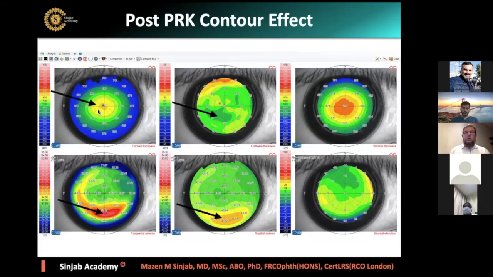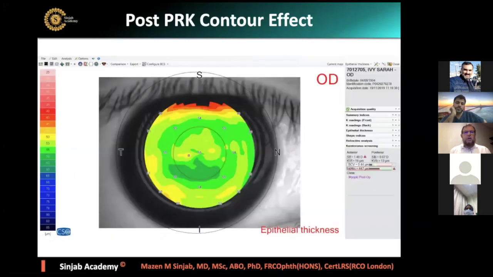And you can see the corneal thickness map. It is very concentric, so there is no irregularity. There is no downward dislocation. And look at the stromal thickness. The stromal thickness map is very concentric and very beautiful. However, there is a stromal elevation here, similar to the contour effect, because of the decentered optical zone. So this is post-PRK contour effect in this patient.